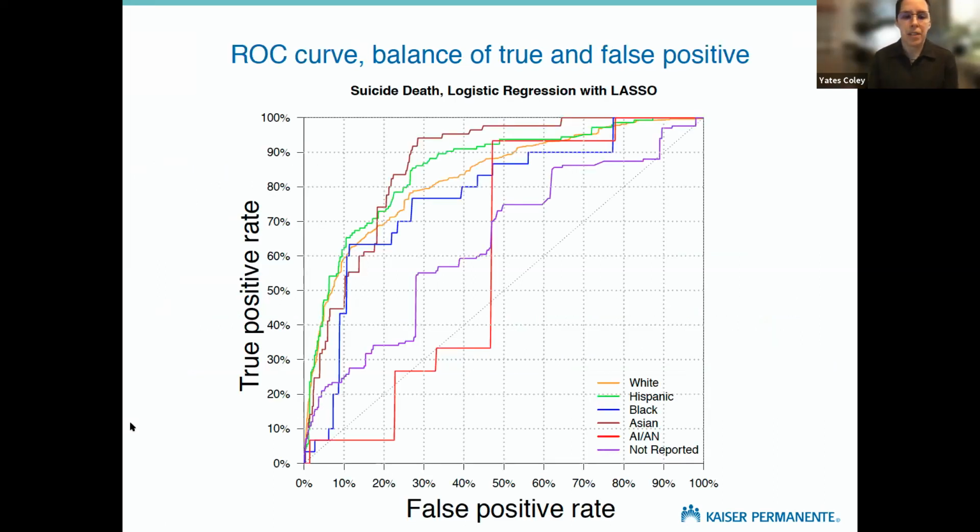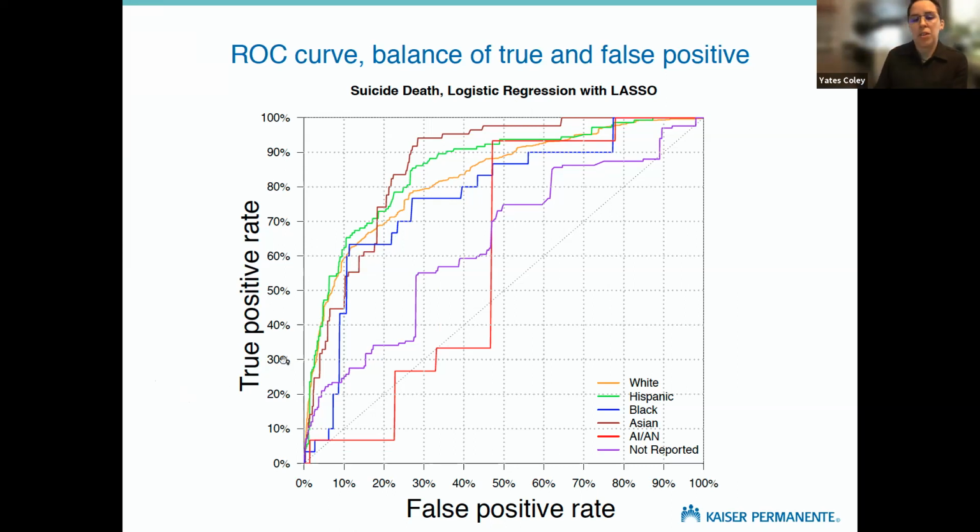So this is a receiver operating characteristic, or ROC curve, for the logistic regression prediction model. And I'm going to take a few minutes to walk those of you through it who aren't familiar with these curves. On the x-axis, we have the false positive rate, or 1 minus specificity. And on the y-axis, you have the true positive rate, or sensitivity. We have one line here for each racial and ethnic subgroup we looked at. Each point on the line represents one possible threshold for distinguishing positive or high-risk visits from negative or low-risk visits.